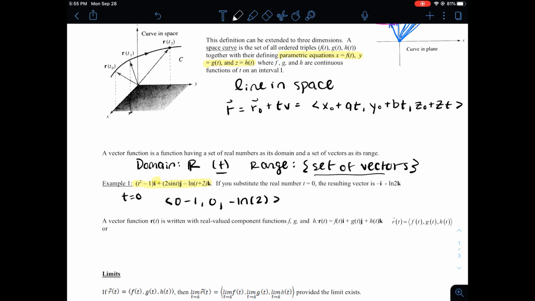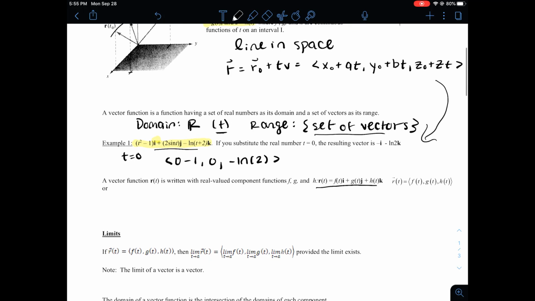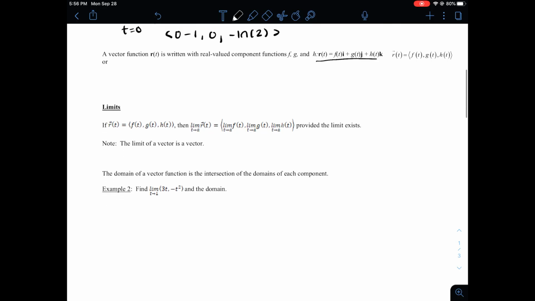Okay, and don't forget, you can always, as this reminds you, write vector functions as a linear combination of the standard basis i, j, and k. Okay, so we can either write it in the vector form that I showed up here, or you can write it as this equation here in ijk. Okay, so that's how we define a space curve, quote unquote, a vector function.